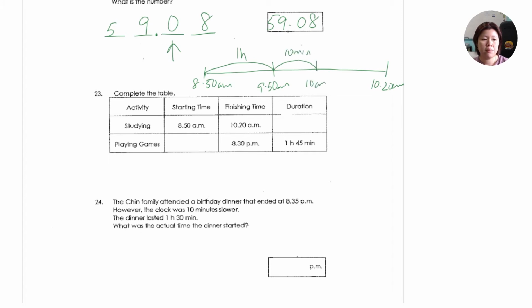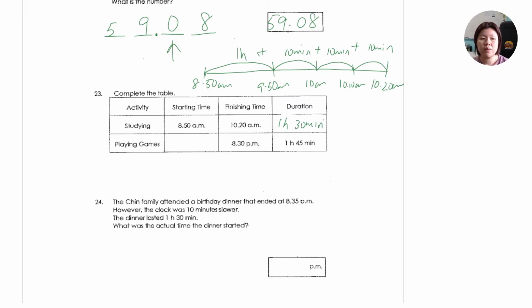10 a.m. 10 minutes. 10 a.m. and another 10 minutes. So the duration is 1 hour plus 10 plus 10 plus 10 is 1 hour and 30 minutes.